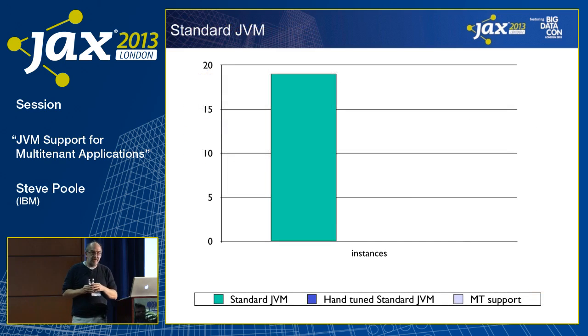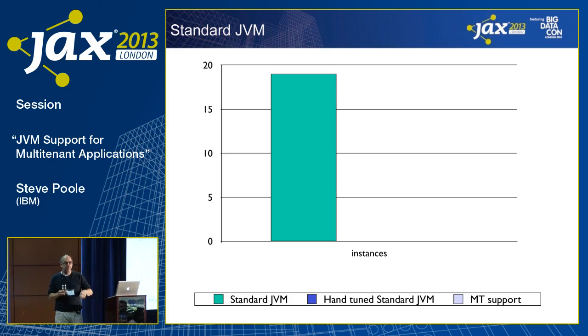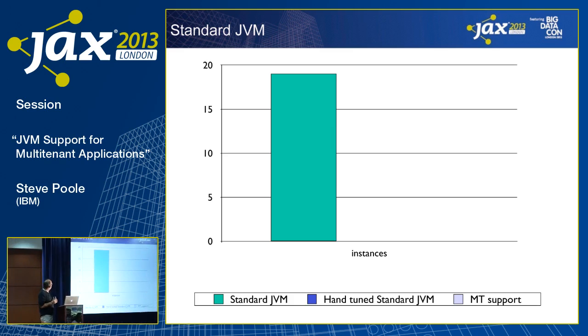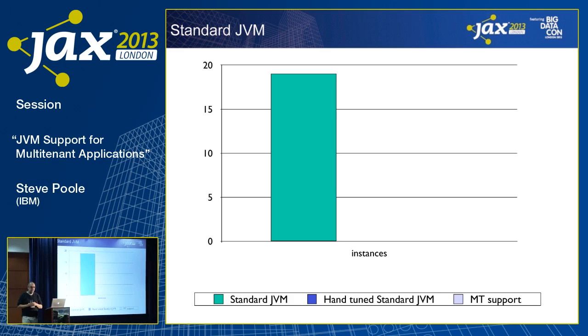So with a standard JVM, and what that means is we did no tuning, I just run this. How many do I get? I think it was about 18. It doesn't really matter what it's doing, it's all doing the same thing. The question is how good are we at reducing the overhead, reducing the amount of data that we're not sharing, consolidating. So I can get 18 instances thereabouts out of the box.